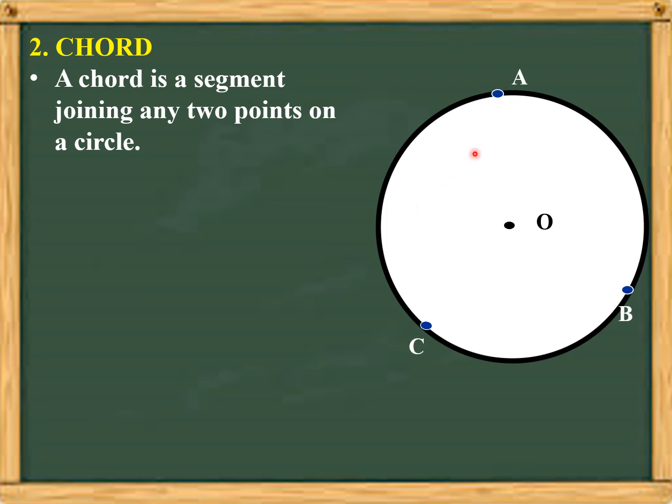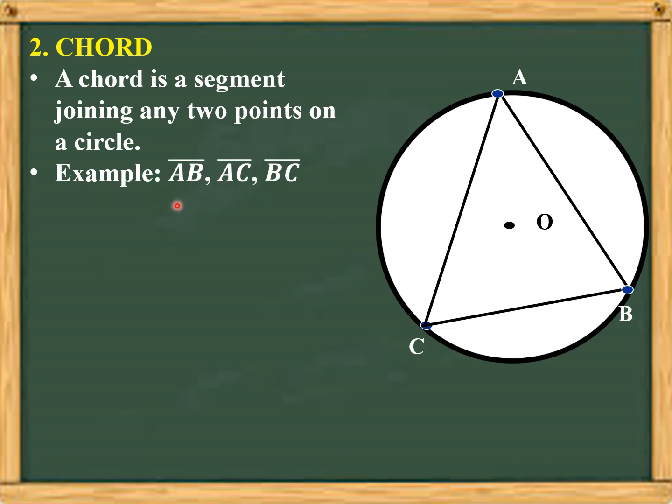So if I'm going to have a chord, I'm going to connect 2 points on a circle. So for example, point A and point B. If I'm going to connect that, we will have chord. Another, if I'm going to connect point B and point C, we will have chord. Same also, if I'm going to connect point A and point C, we will have chord. So our example, we have segment AB, segment AC, and segment BC. So this is chord.